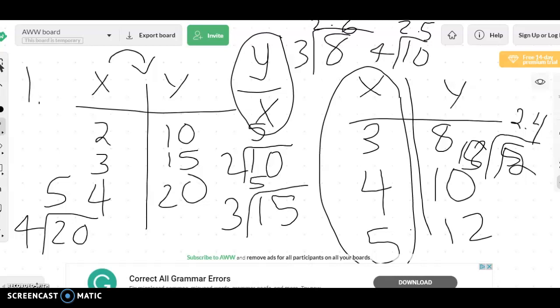So in order to figure out if you have a proportional relationship, you can do Y divided by X to see if you can find the constant of proportionality. If it's the same every time, it's proportional. If it's different every time, it's non-proportional.